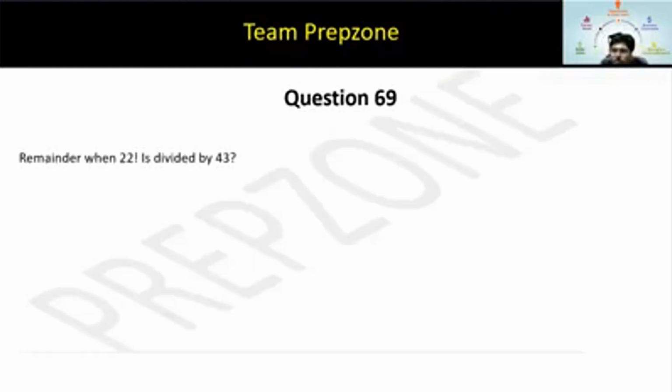Now that's a good question. Please solve. See guys, we cannot apply the shortcut in this question. Why? Because this is a very huge difference. This won't be divisible only, right? How to go about these questions? What can we do for these questions?